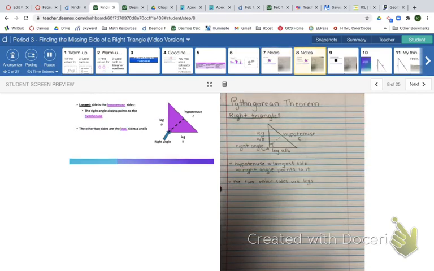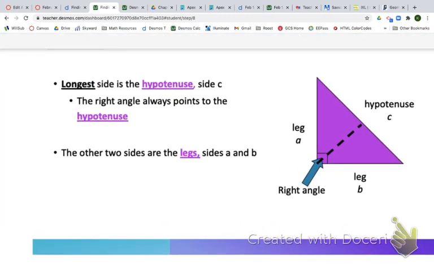On slide 8, we have some information. The information that you need to add to your notes is that the longest side is called the hypotenuse, which is also called side C, and the right angle always points to the hypotenuse. You'll see in the image that the right angle is pointing to the hypotenuse. And then the other two sides are called legs, and we call them side A and side B.